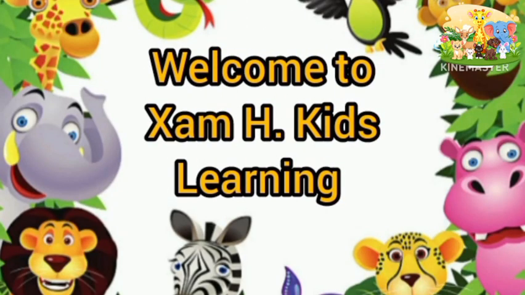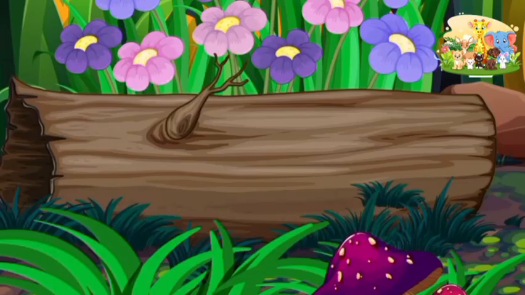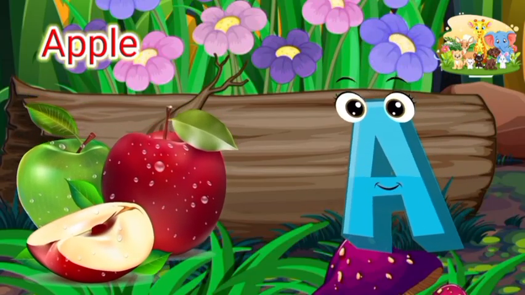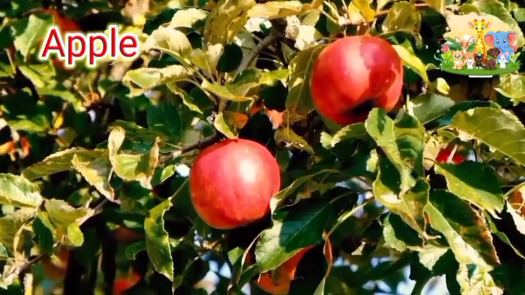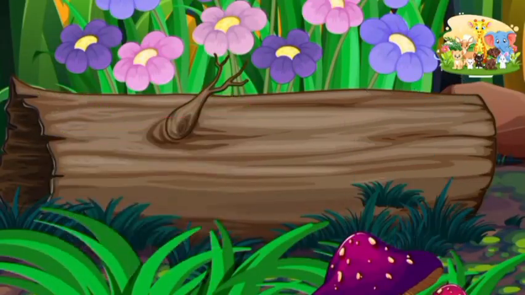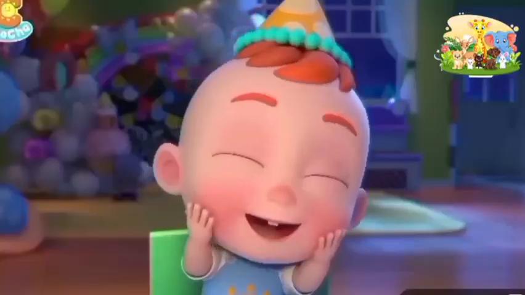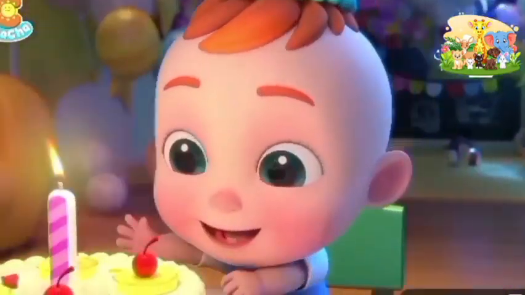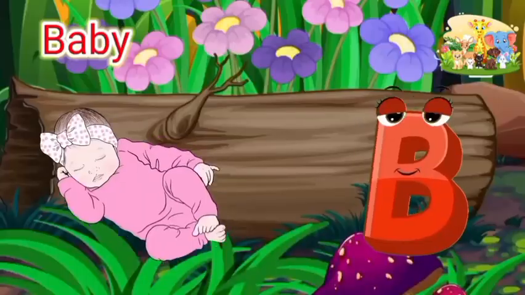Let's learn the sounds of alphabets. A is for apple. A, apple. A, apple. B is for baby. B, baby. B, baby.